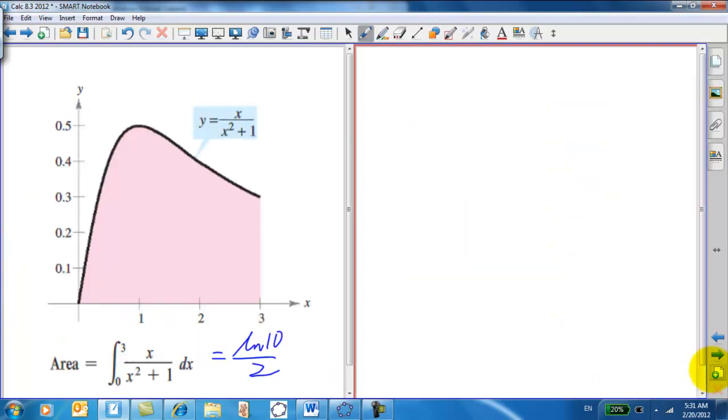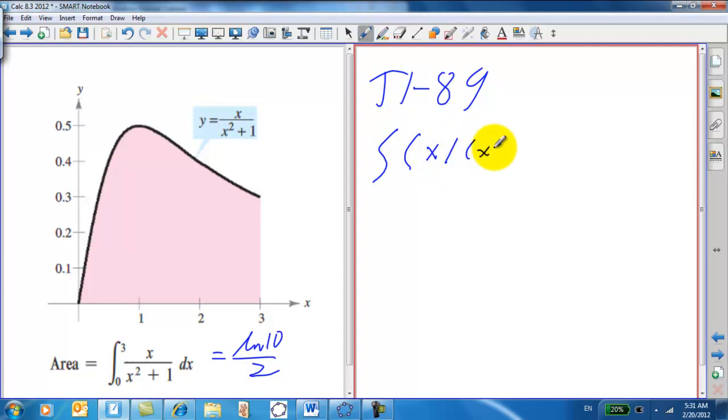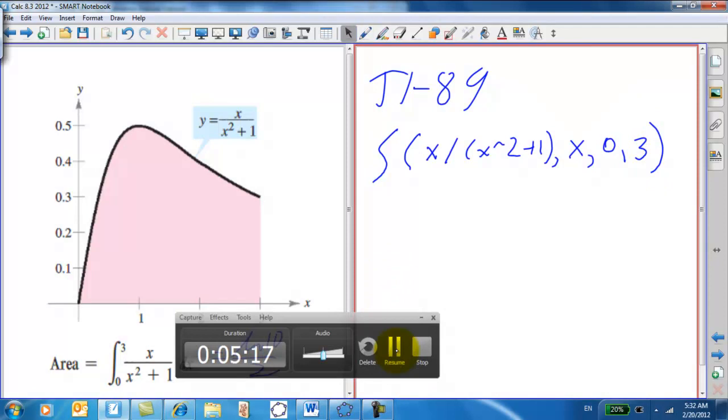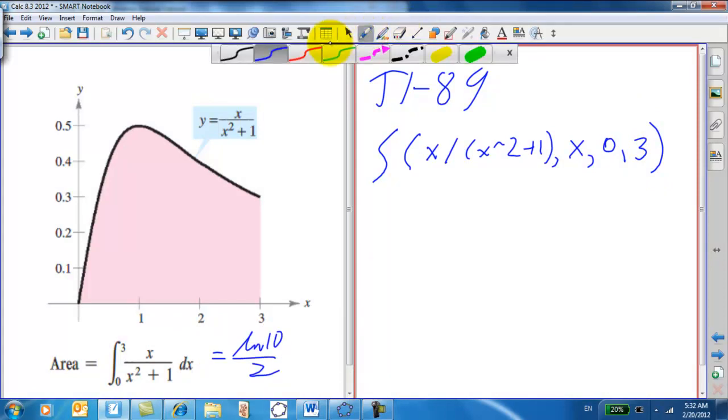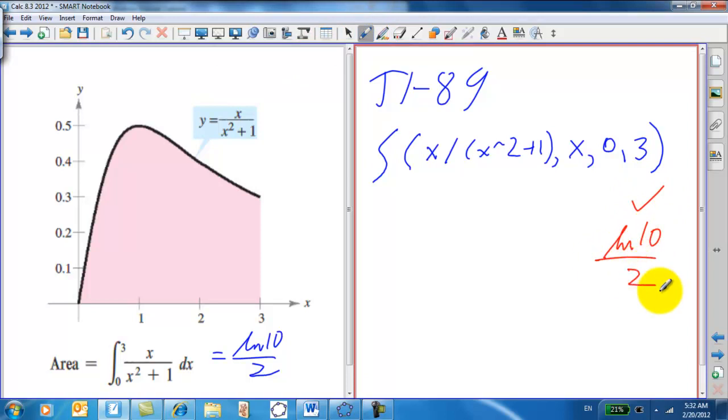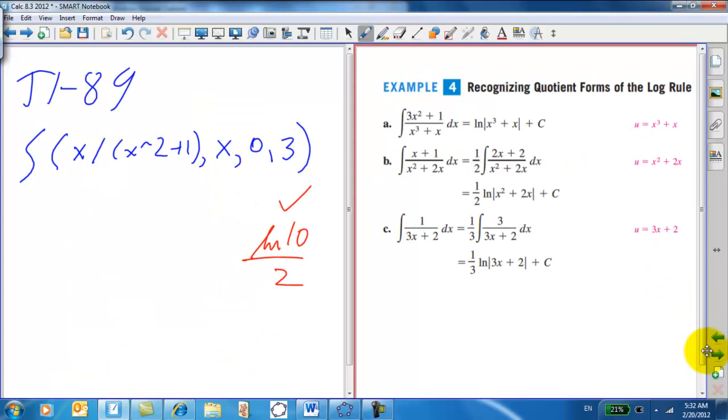Let's check this on our TI-89, where you do antiderivative, left parenthesis, the integral of x divided by left parenthesis x raised to the 2 plus 1, right parenthesis, comma, x going from 0 to 3. See if we get the same answer. And yes, the TI-89 agrees. Natural log of 10 divided by 2.